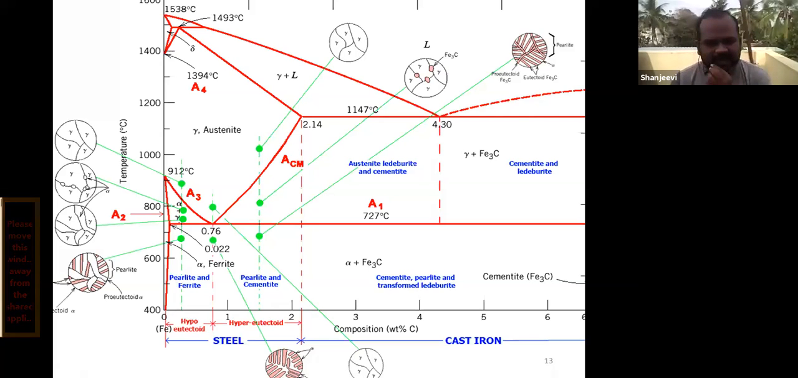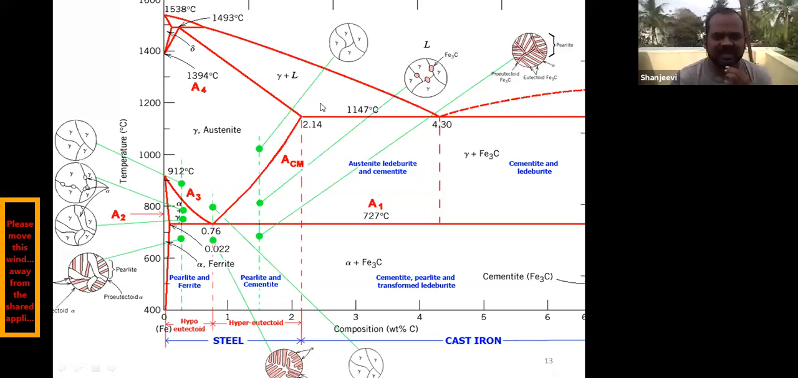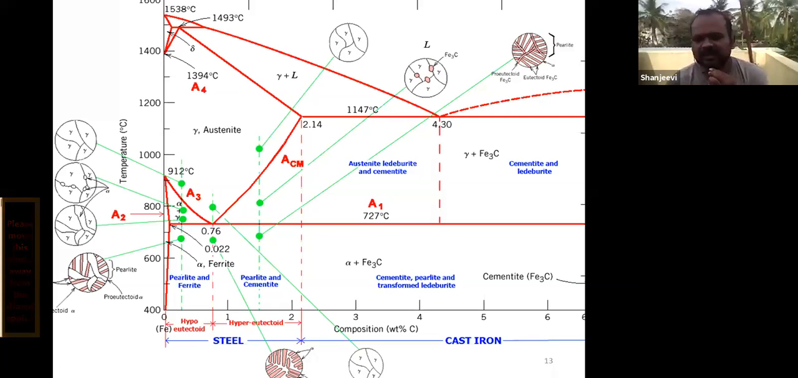Okay. So in this iron carbon diagram, you have to remember the four important temperatures. One is 1539 degrees Celsius, another is 1495 degrees Celsius, then 1147 degrees Celsius, and the last one is 727 degrees Celsius. So these are the temperatures you have to remember.